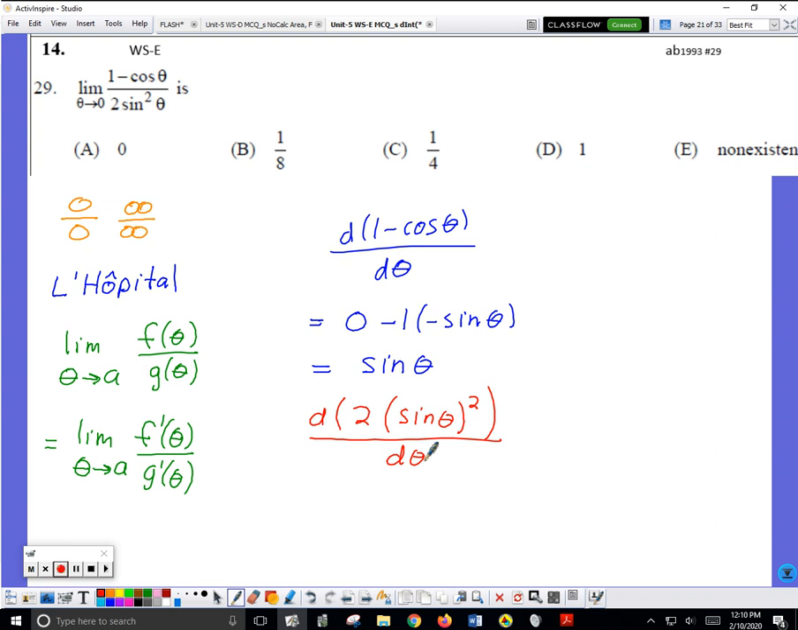So 2 is a multiplying constant, so I just write it down. Bring down the 2, multiply by sine of theta, using the power rule. The new exponent is going to be 1, and then I'm going to multiply by the derivative of the sine of theta, which is cosine theta. So now the derivative of the bottom is going to equal 4 sine theta cosine theta.